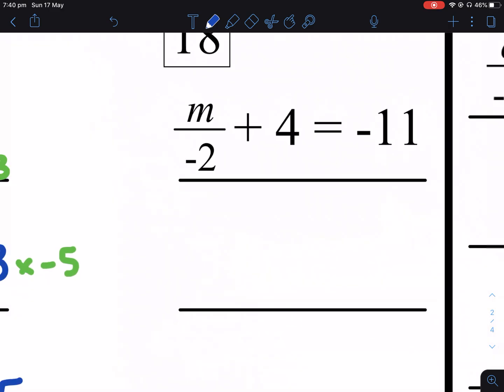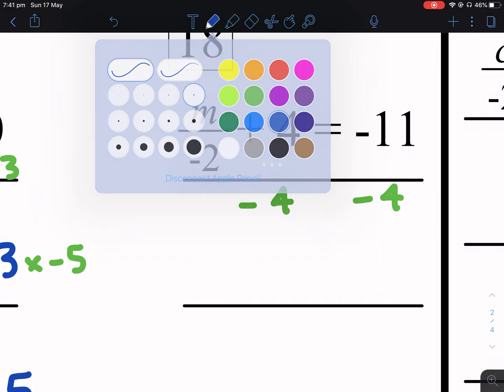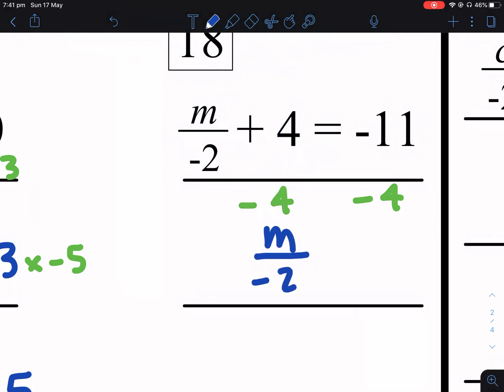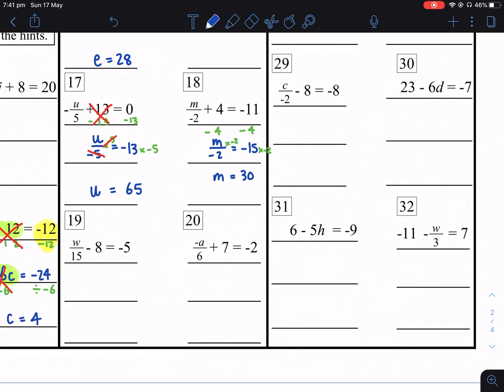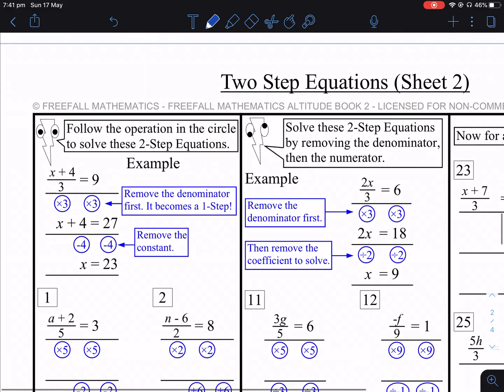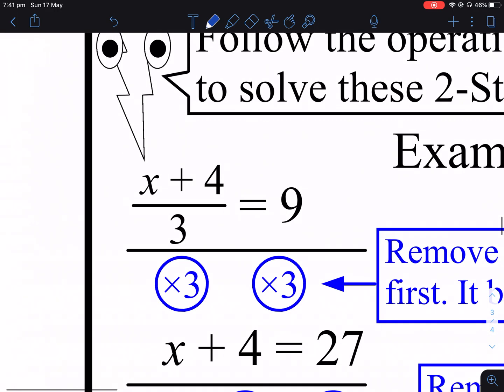So if you've got a minus with it, you get rid of that when it comes to multiplying or dividing. So for example, this one, of course we start off by, it's plus 4, so we minus the 4 first. So we end up with m over negative 2 equals negative 11, take 4, negative 15. And we're going to times by minus 2. So we're going to end up with m equals negative 15 times negative 2, positive 30. So these are quite difficult adaptations of these, and you get quite complicated. Have a go.